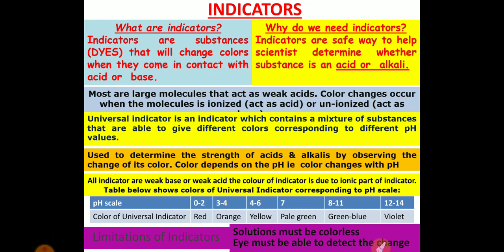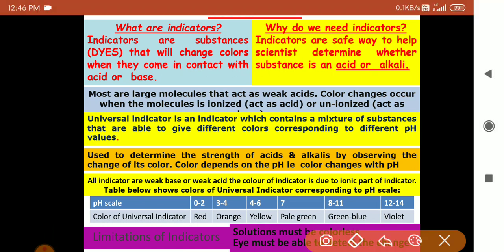So what is an indicator? The definition is written here; you can read it out. Indicators are substances or dyes that change color when they come in contact with an acid or a base. So they change their own color when they contact an acidic or basic solution. That is the definition of an indicator. Keep in mind the definition may always be asked for one mark.